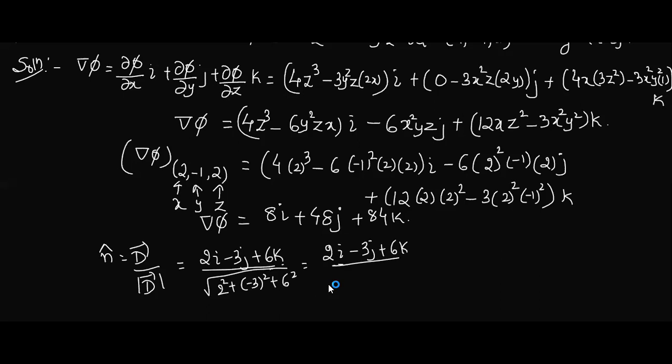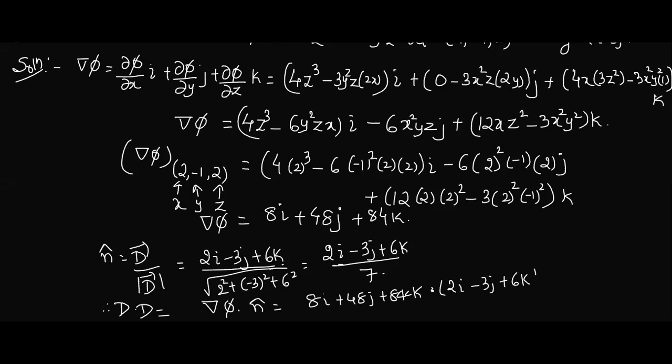Under the root 49, it is going to become 7. Yes, it is 7. Now find the directional derivative. Therefore, the directional derivative is given by del phi dot n cap. So (8i + 48j + 84k) dot product with (2i - 3j + 6k) divided by 7.